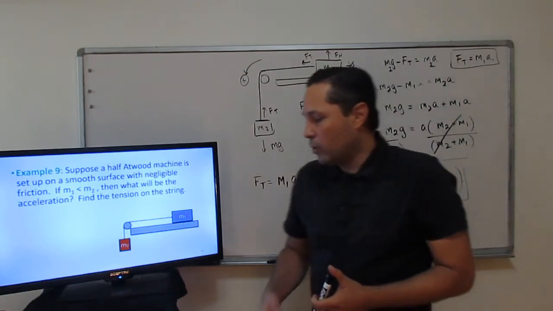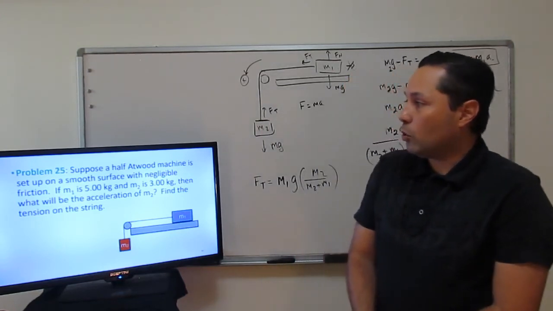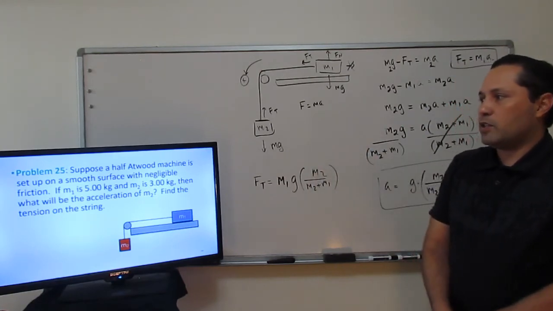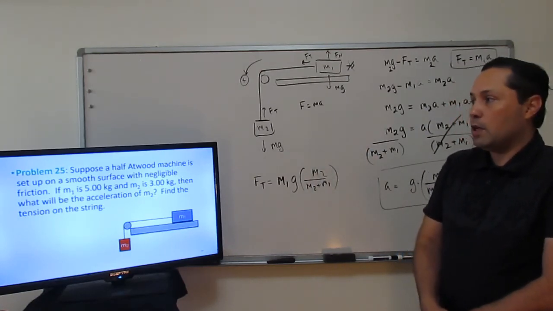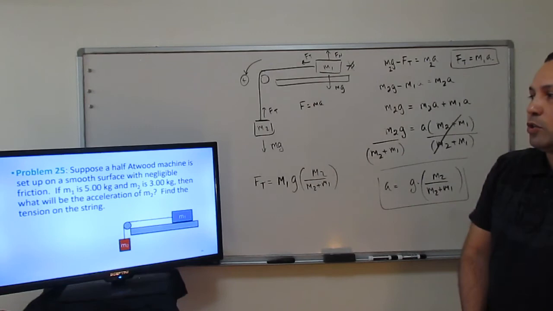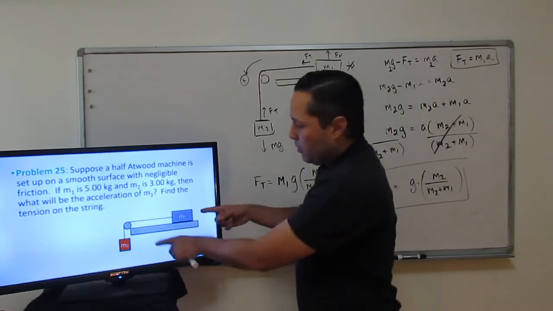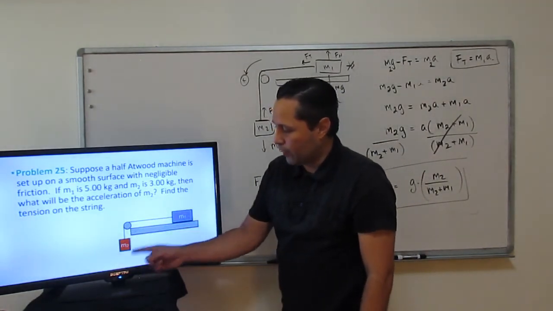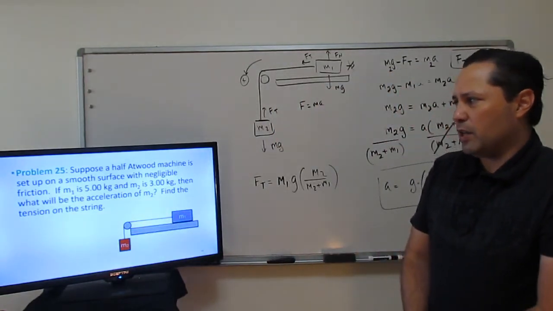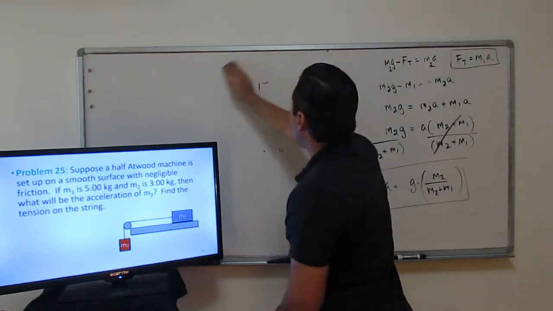Up next is problem number 25, which is our last problem for this unit. Let's take a look at it. Problem 25 says suppose that a half Atwood machine, like the one we have here, is set up on a smooth surface with negligible friction again. If m1 is 5 kilograms and m2 is 3 kilograms, then what will be the acceleration of m2? They asked for m2, though in reality the acceleration of m2 will be the same as the acceleration of m1 as it moves to the side. They give us the values, so let's plug in the values and solve.